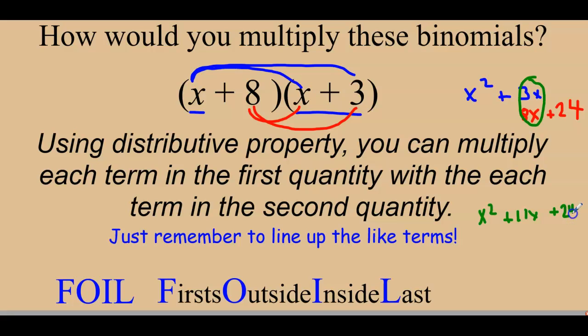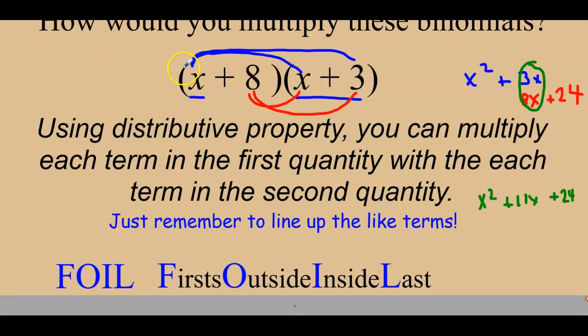Again, notice what we did. I did the distributive property. This, 8 times x, and 8 times 3. FOIL is an easy way of remembering it. I'm going to multiply the two first ones. Here's my first. Then I'm going to multiply my outside ones. Then I'm going to multiply the two that are closer together, my inside ones. And then I multiply the lasts. FOIL. First, outside, inside, last.